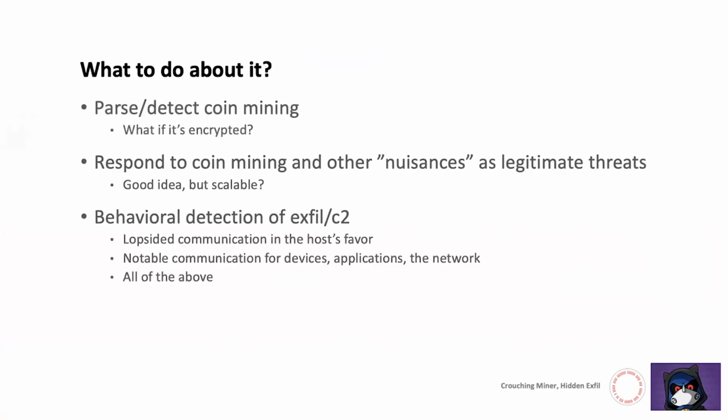So what I would propose or suggest is to use behavioral detection of exfiltration and C2. Just a basic example: lopsided communication in a host's favor means that, well, it's downloading something, right? Notable communication for devices or applications or for your network. So things that are interesting for a device, or things that you don't normally see sourced from one application you're now seeing, or something you've never seen in your network before. That can be interesting information.